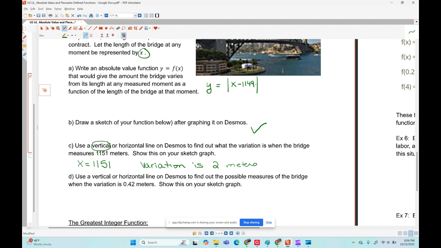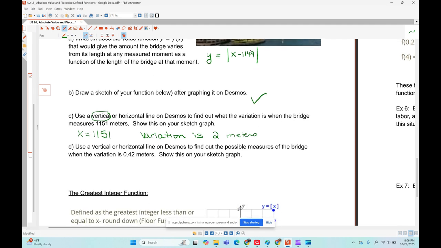2 meters is the difference between 1151 right here and 1149. It's 2 meters apart. Now we're going to use a vertical or horizontal line to find out the possible measures of the bridge. That means the measures of what x is when the variation, I'm giving you y, is 0.42. So we're going to graph the line y equals 0.42. In other words, it could be 0.42 bigger or 0.42 meters smaller than what the measure of the bridge is at a centralized temperature that's been decided on. So we're going to go graph that line on Desmos and take a look at that.